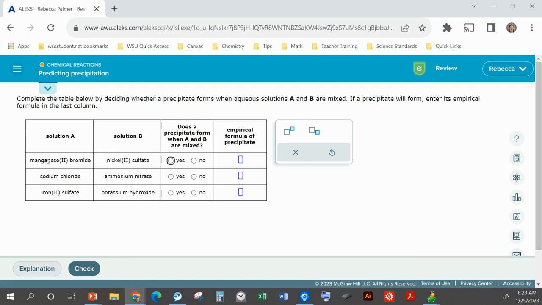Okay, so let's look. We're looking for manganese and sulfate. Manganese is Mn. Look on your table at Mn, manganese 2, and sulfate. Along the top, look for sulfate, and then match them up. Is it soluble or insoluble? Manganese and sulfate? I'm getting that it's soluble, yes.